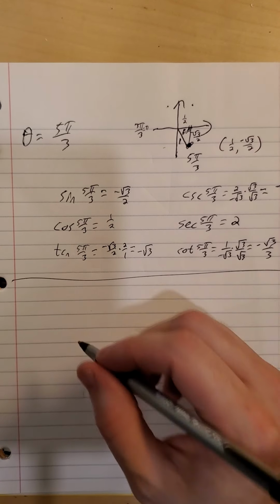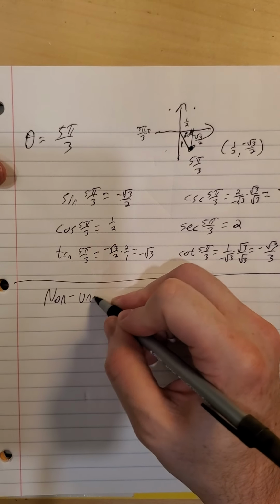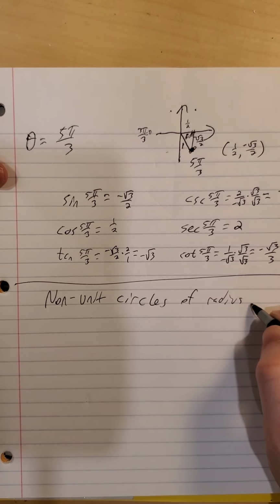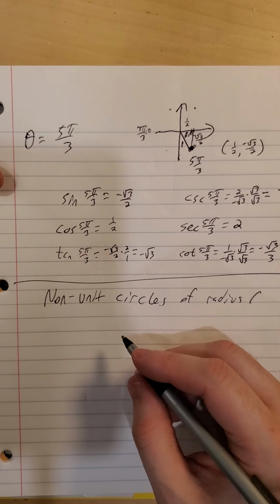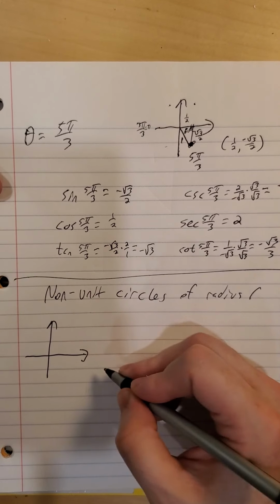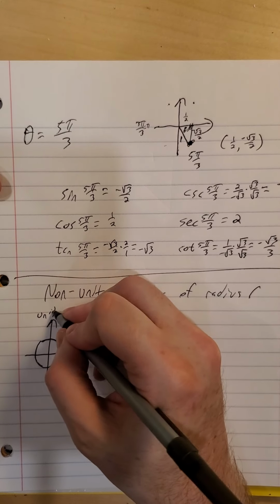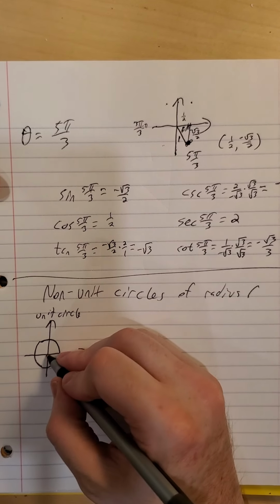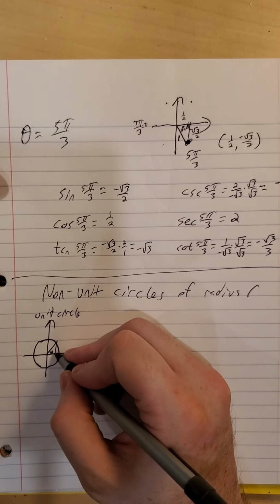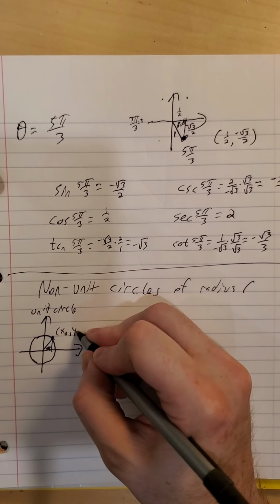So the next thing we look at are non-unit circles of radius r. For this, we're going to use a similar triangle argument. This first one is going to be a unit circle, with angle theta, and this point is going to be, we'll call it x naught, y naught.